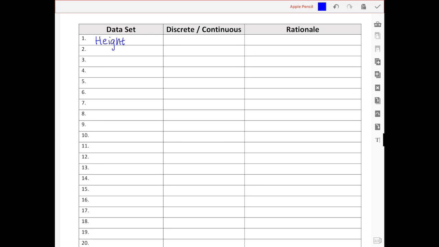Remember from the notes, discrete means data is counted, and continuous means data is measured. So is height counted or is it measured? That's what you're asking here. Well, height would be measured. So that makes this continuous.